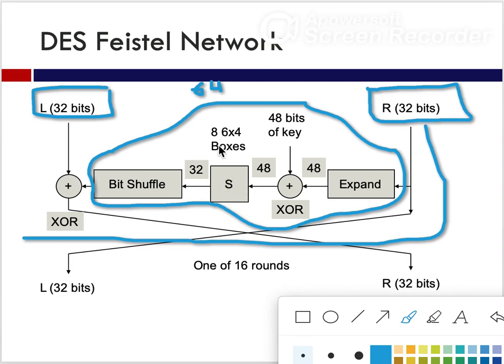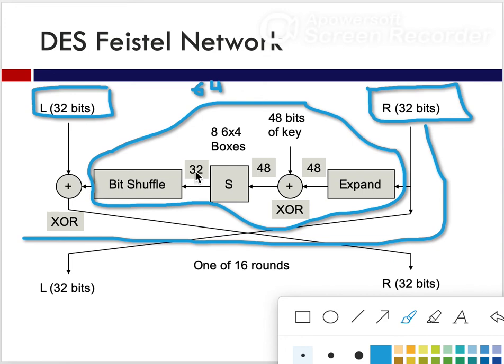Okay, we have 8 S boxes, and each box has a size of 6 by 4. We give 6 bits as input to each S box, and it gives us 4 bits as output, and we have a total of 8 S boxes. Each S box gives 4 bits as output, so the total output is 32 bits that we get out of these 8 S boxes after applying this operation.